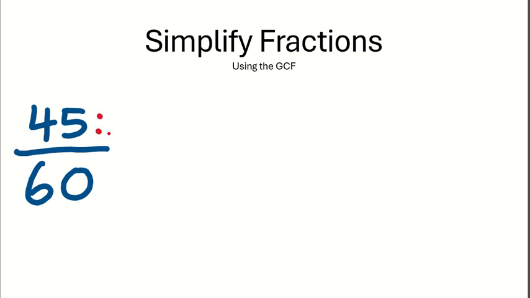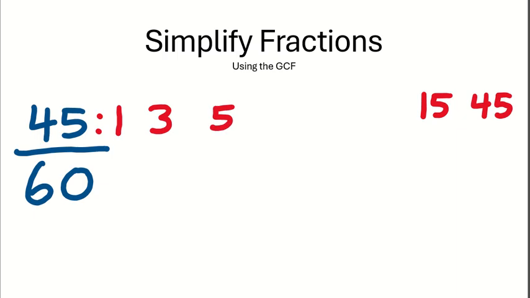Let's list the factor pairs. 1 times 45 is 45. 2 won't go into 45, but 3 will. 3 times 15 is 45. Will 4 go? No. Will 5 go? Yes. 5 times 9 is 45. And that's it. And now we must do 60.